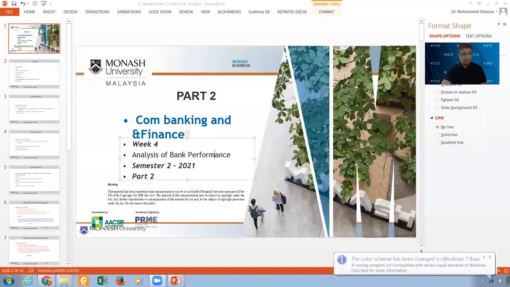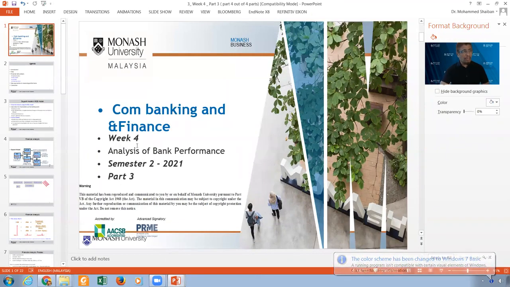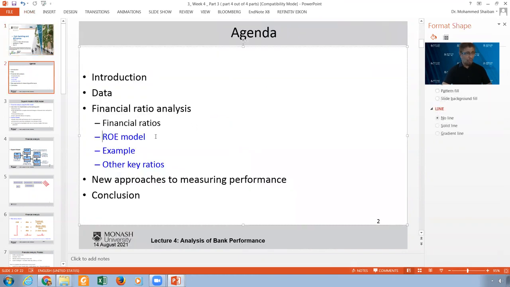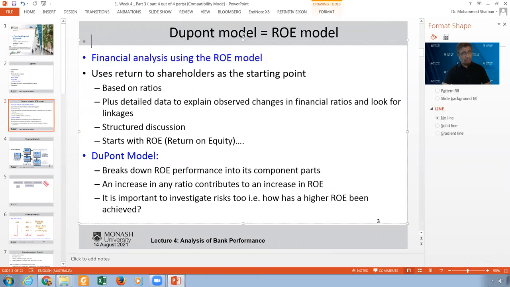Now, these are my slides, and we are talking about part 3, which is the analysis of bank performance. Actually, in this part, we will talk about the ROE model. So when we talk about the ROE model, we are also talking about the Dupont. We will give an example, and we will talk also about some other key ratios which are specific to banking. Now, let's start with what we mean by the Dupont model or the ROE model.